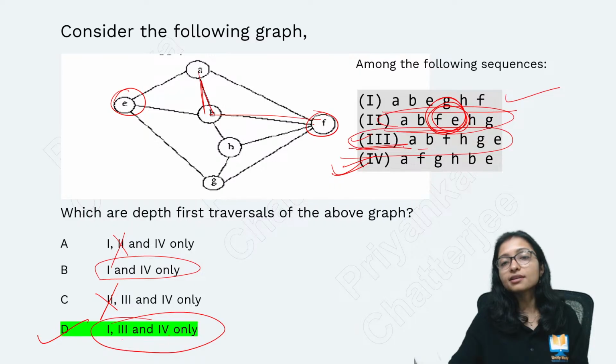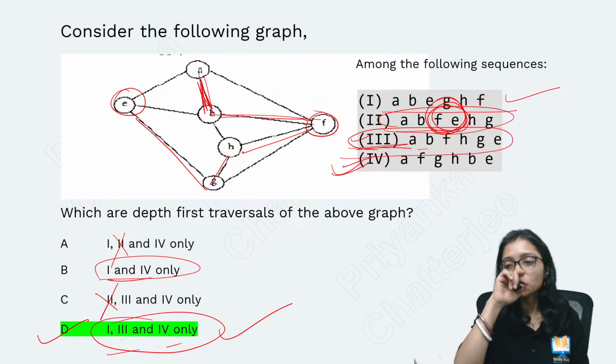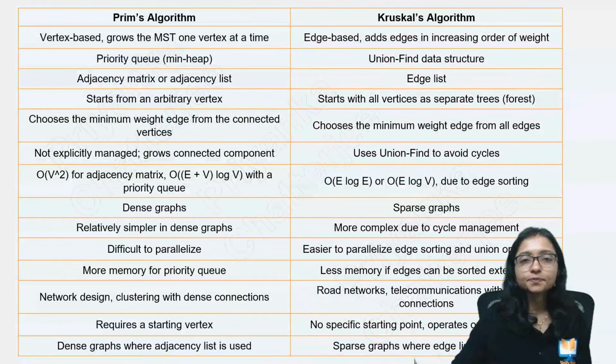You can just check 3, whether it is happening or not. A, B, B to F, F to H, H to G, G to E. So definitely this is your answer, because 1 and 4 are common between both. So this is definitely my answer.